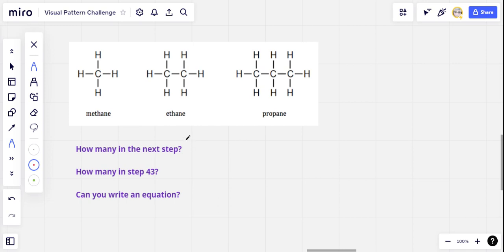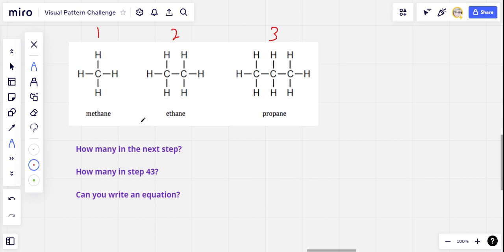Here is our pattern today, a little unusual. These are actually some diagrams of some molecules, some hydrocarbon molecules. We have in step one, methane. That's that kind of stinky gas that's given off when stuff decays. Here is ethane in step two, and here's propane in step three.